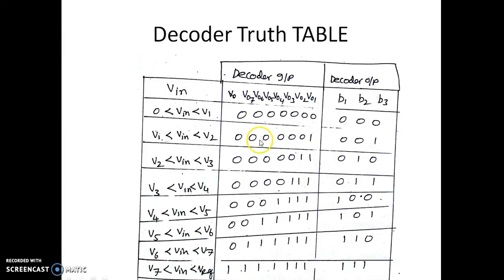Likewise, for different input voltages, depending on its value compared to the reference voltages, we will have the input to the decoder, which happens to be the output of the comparators, and the output of the decoder will represent the digital equivalent of the input voltage.